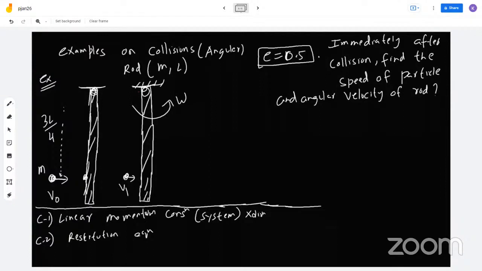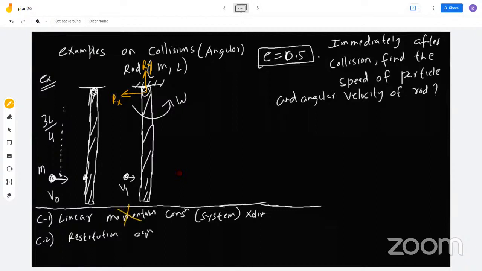You are missing this point now. See, this is a hinge. So the hinge reaction Rx and Ry may come. If Rx is there, then momentum you cannot conserve. So this linear momentum conservation is not correct. Angular momentum can be.